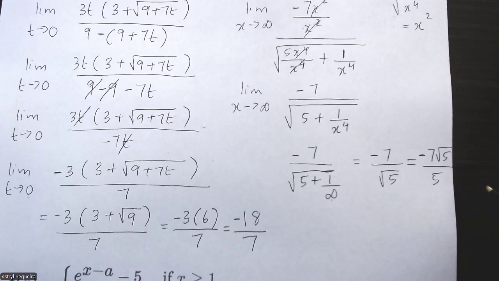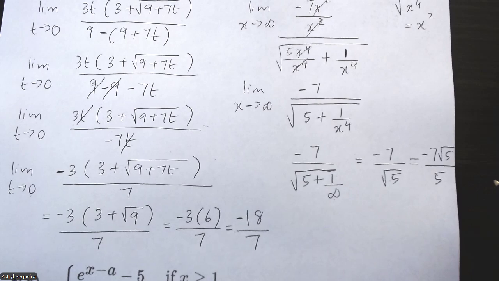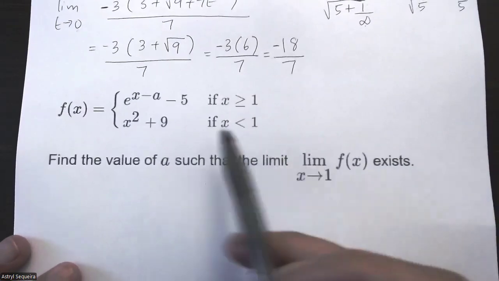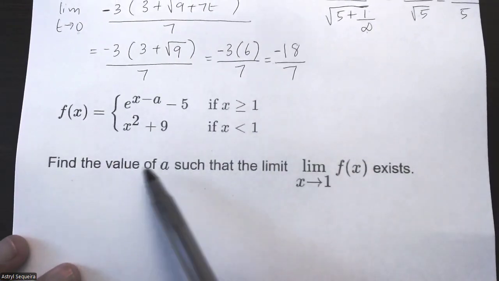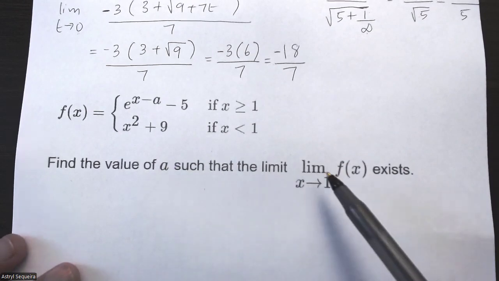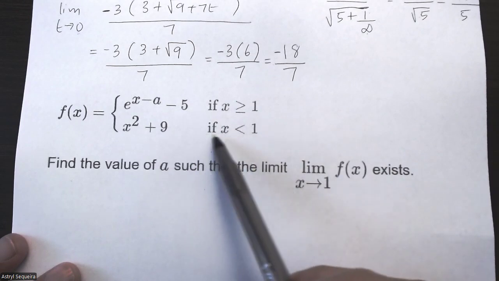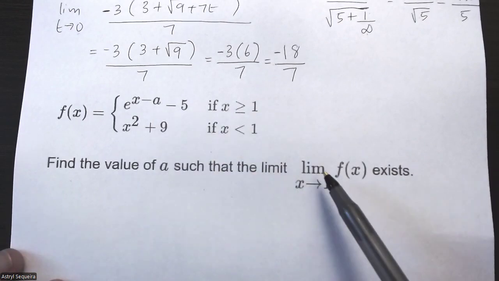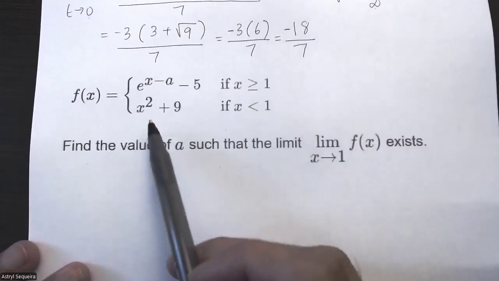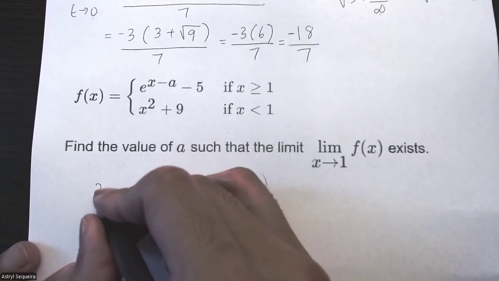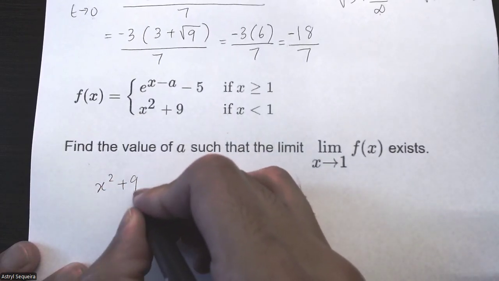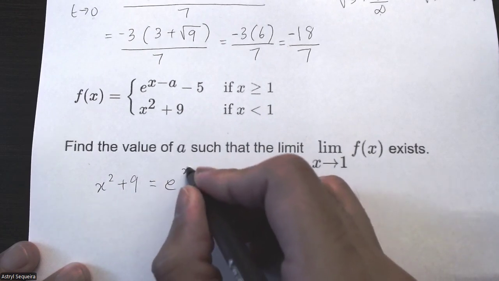And let's go to the third and final question of this video. So we have an equation over here, and we need to find the value of a such that the limit exists. So this is giving us a right-sided equation and a left-sided equation. We know that if the limit exists, the left side must equal to the right side.